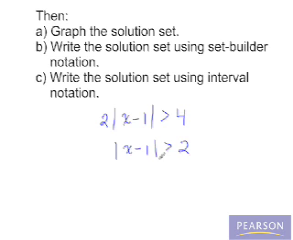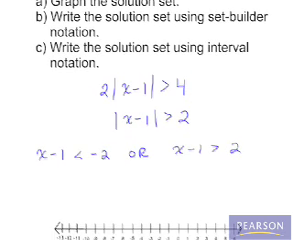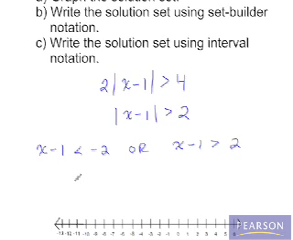And now since we have an absolute value greater than situation, we would say that since the absolute value of x minus 1 is more than 2 units away from 0, then x minus 1 needs to be either less than negative 2 or x minus 1 is greater than positive 2. And now we'll solve each of these inequalities. On the left, we would get x is less than, adding 1 to both sides, x is less than negative 1, or x is greater than, again adding 1 to both sides, x is greater than 3.